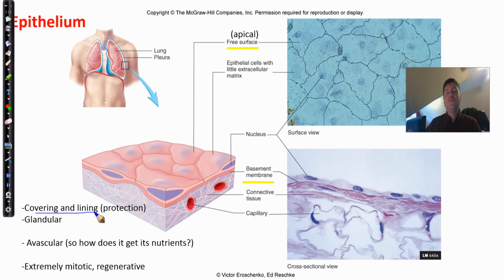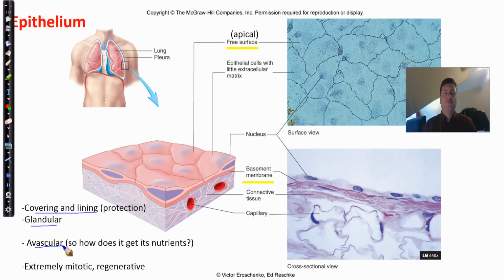So if it's exposed to the outside in some way, it's going to be lined with epithelium. And epithelial tissue is also glandular. When we think about glands like salivary glands, those are going to be primarily epithelial tissue. Epithelial tissue is avascular. That is, it does not have a blood supply.